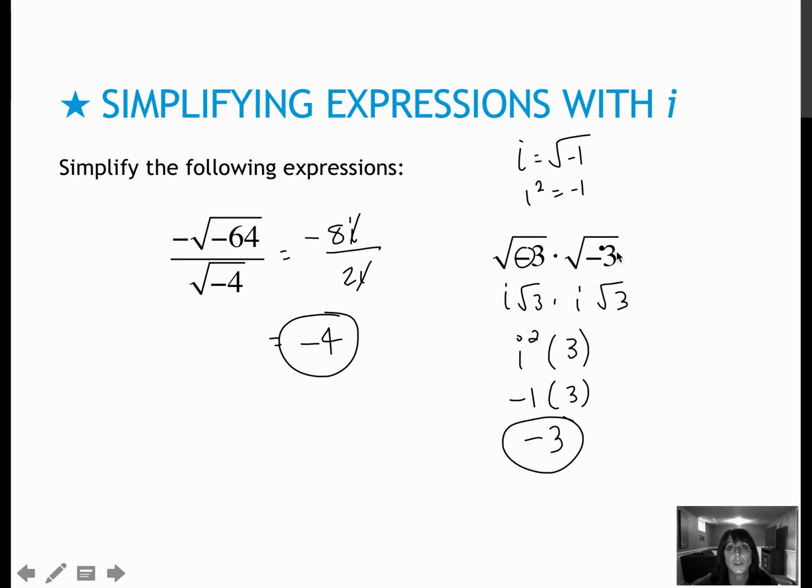If you would have tried to multiply it first, you would have had -3 times -3, which was +9, and ended up with a +3, and that is not the correct answer. So you can't just disregard my negatives that are inside the radical. So be very careful with that.